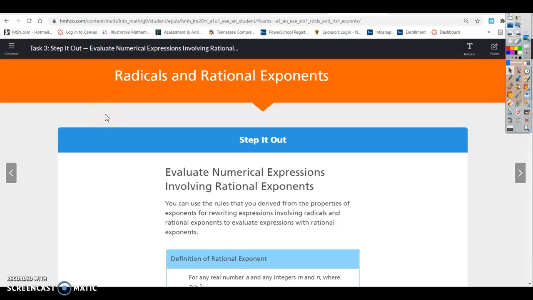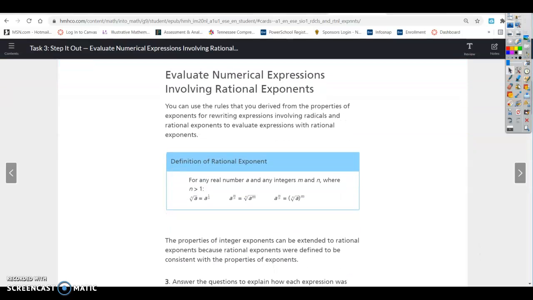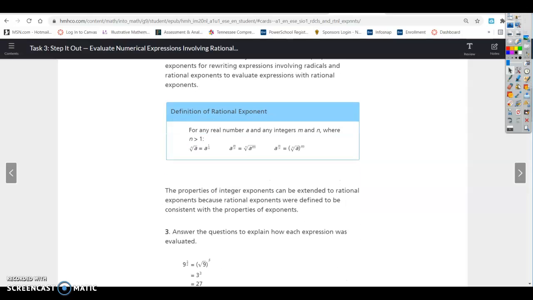All right, we're on lesson 1.2, and this is task 3, radicals and rational exponents. It says evaluate numerical expressions involving rational exponents. You can use the rules that you derive from the properties of exponents for rewriting expressions involving radicals and rational exponents to evaluate expressions with rational exponents.